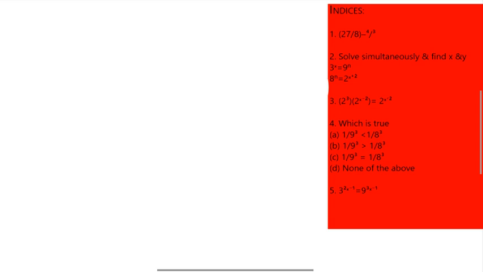Alright, so question 5. We have 3 raised to power 2x minus 1 is equal to 9 raised to power 3x minus 1. We should be able to solve this. You can go ahead and pause the video, solve, then you continue to check your answer.